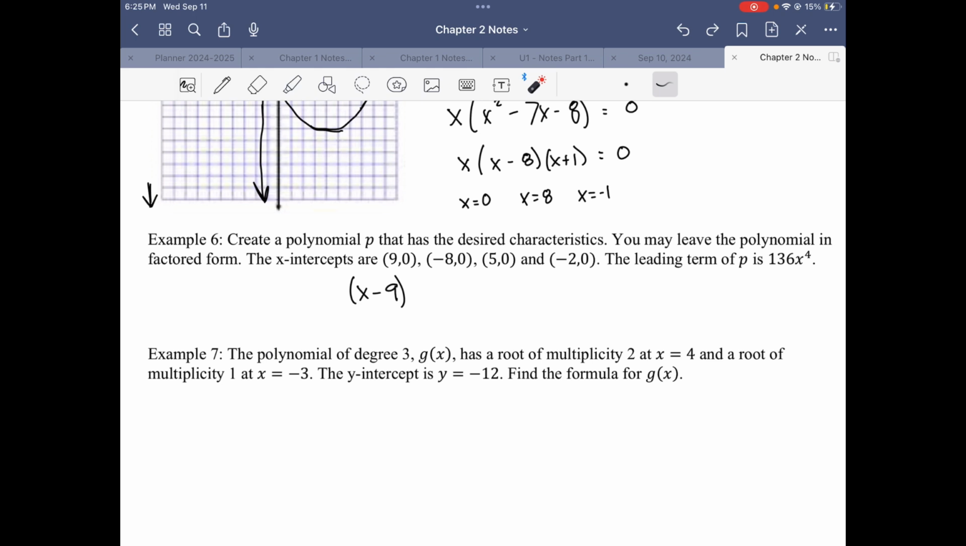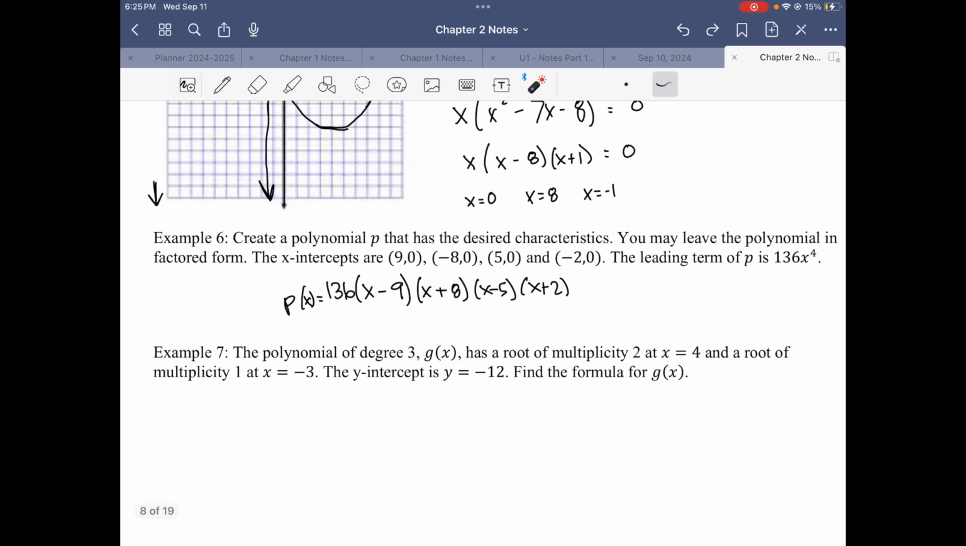That tells me that I have a factor of x minus 9 because of the 0 at (9, 0). And x plus 8, and x minus 5, and x plus 2. Those are just directly from those points up above. Now, I also know what the leading term is. So when I'm trying to do p of x, I need to add that leading term on. That's really it. Okay? We just take each of those pieces and put them where it's appropriate.